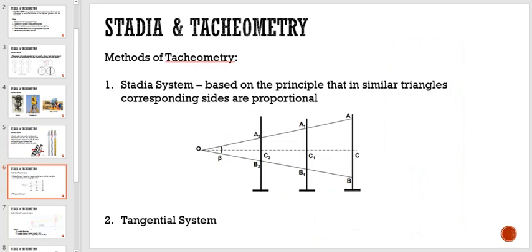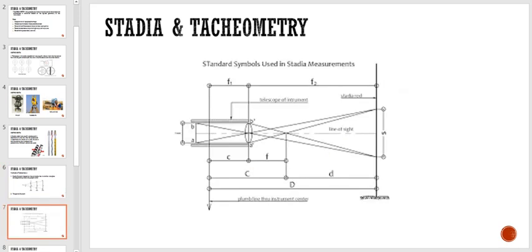In the methods of tacheometry, there are two methods: the stadia system and the tangential system. The term commonly used is the stadia system, which is based on the principle that in similar triangles, corresponding sides are proportional. These are the standard symbols used in stadia measurements. The stadia hairs are shown on points A and B. When you sight through the telescope of the instrument, the distance between the hairs is called i. The image is a bit blurred, so you may not see it clearly, but this is i.